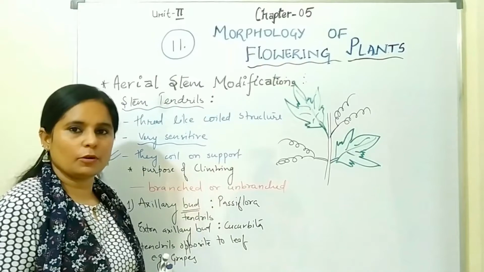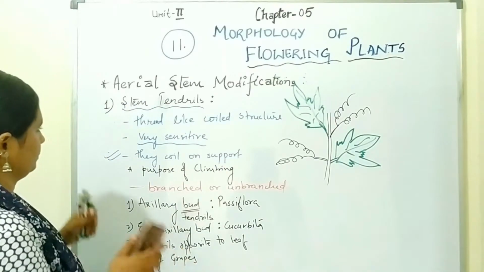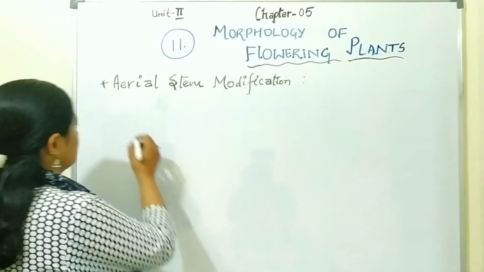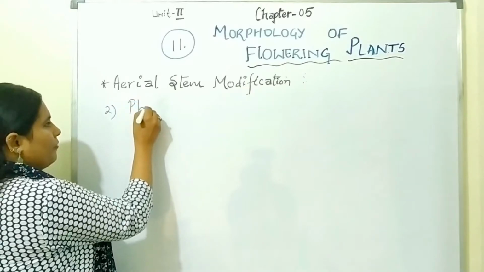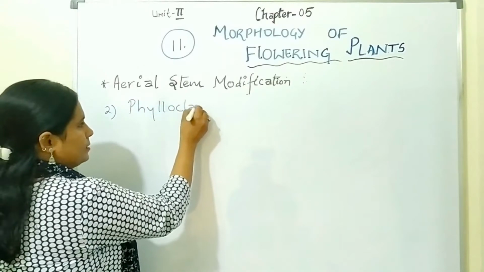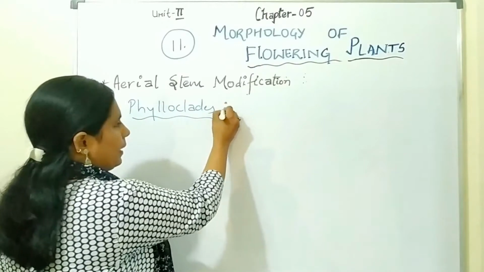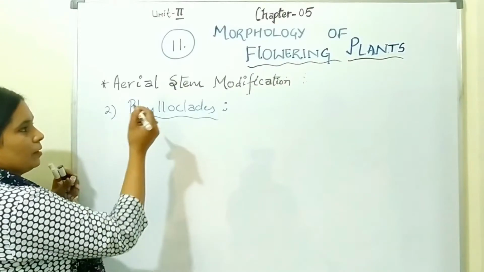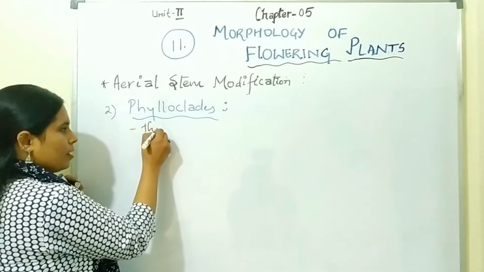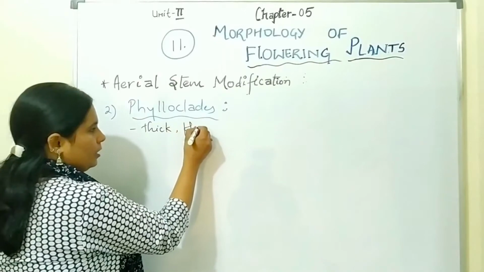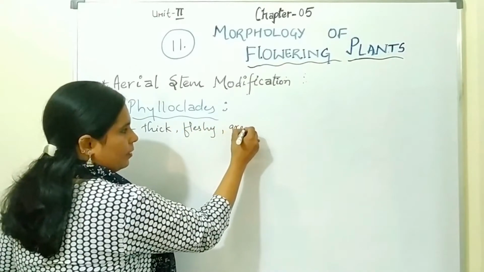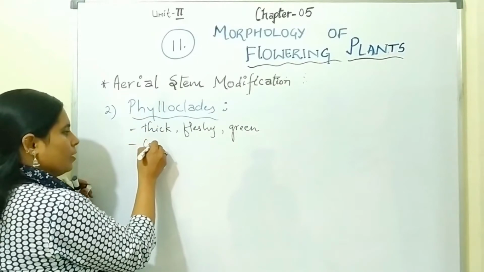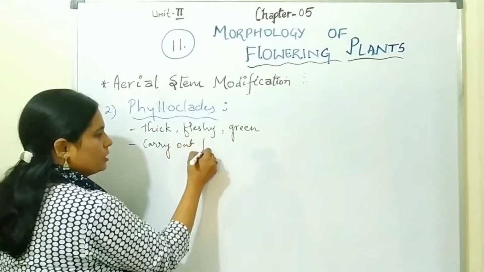Now the second we are going to discuss is phylloclade. Again, this is a modification of aerial stem. This stem is thick, fleshy, green, and it will carry out photosynthesis.